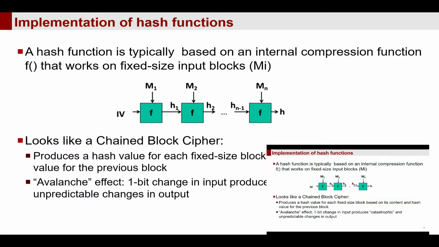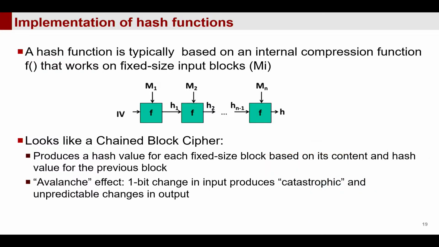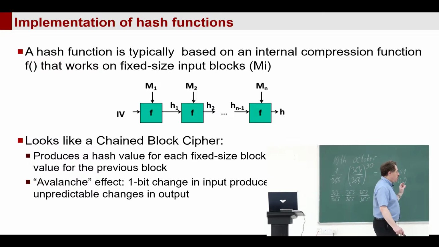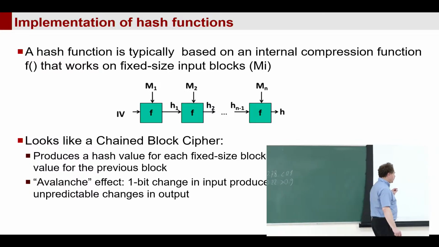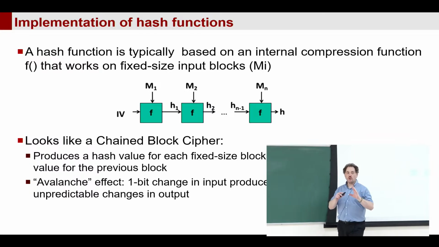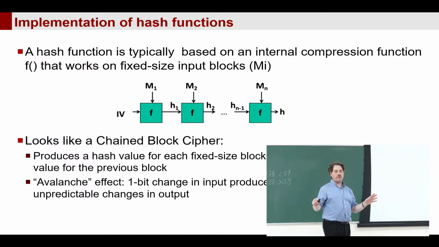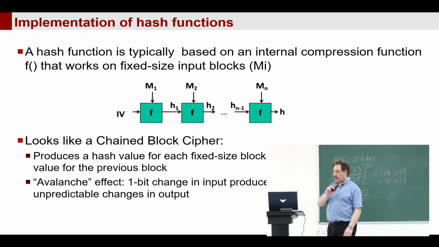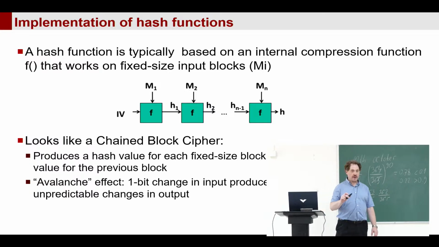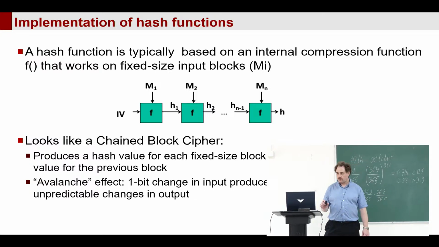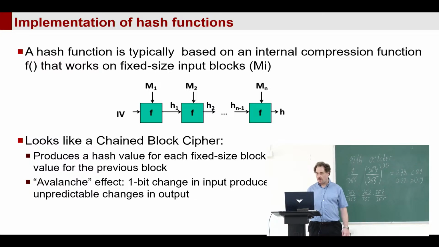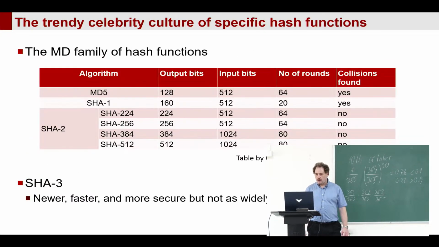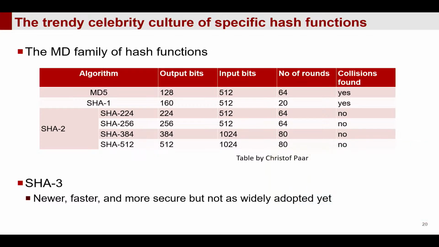One of the properties is what's called the avalanche effect. If we just change one bit in the input, most likely all bits of the hash value would look different. So one change in the input has a dramatic effect on the output. So this is like the theory of hash functions. But what do we use in practice?